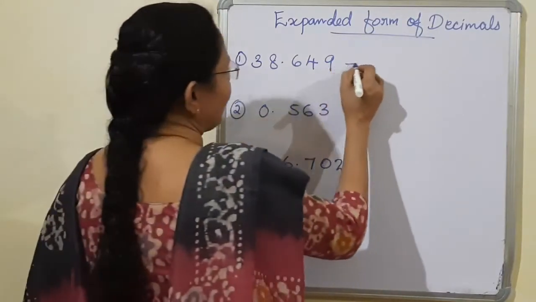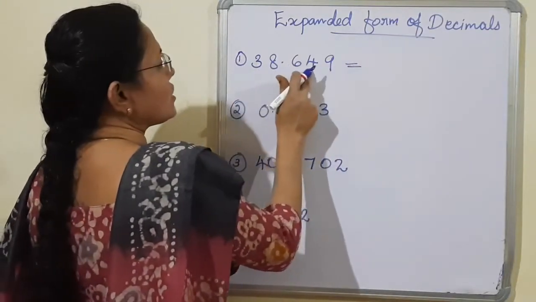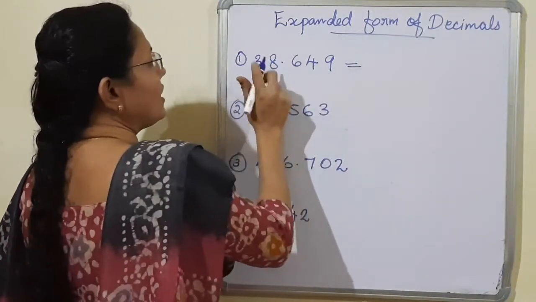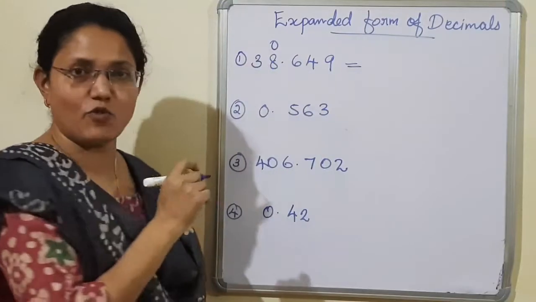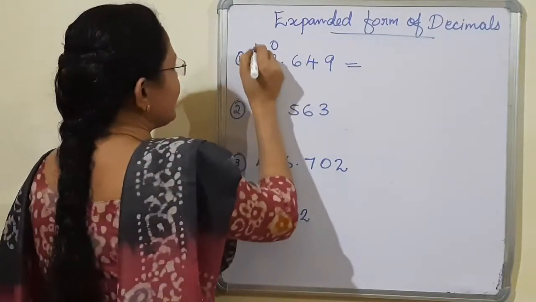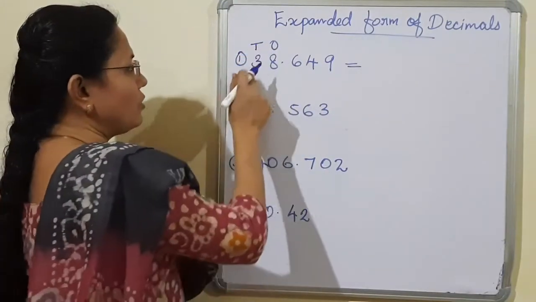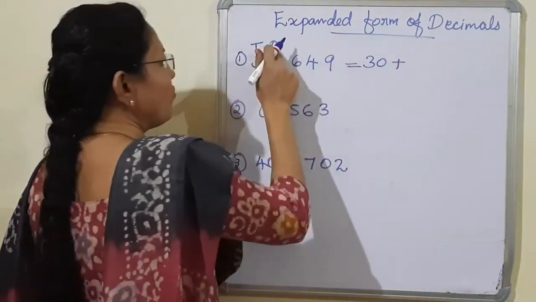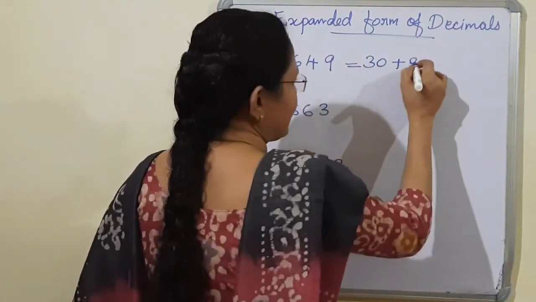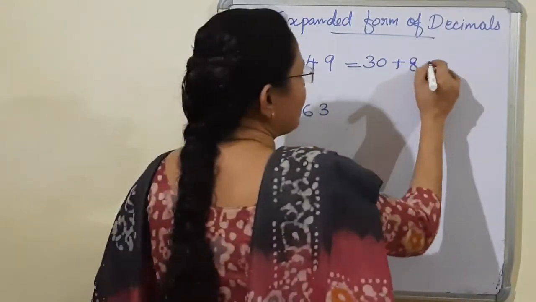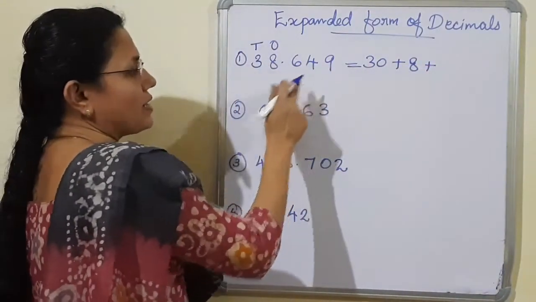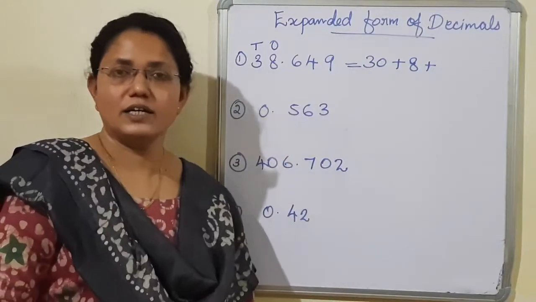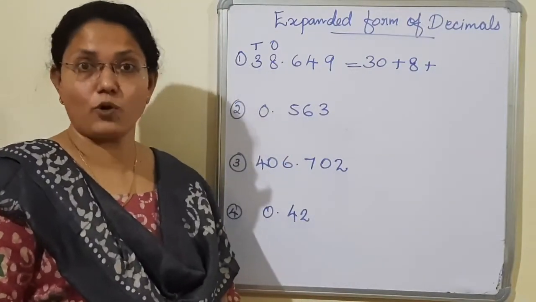The first question, 38.649. Here, before the decimal point, the first place is ones place, 3 is in tens place. Therefore, its place value is 3 tens. That is 30, plus 8 ones is what? 8 itself. Okay. Now, after the decimal point, the first place, we should denote the places by small letters.